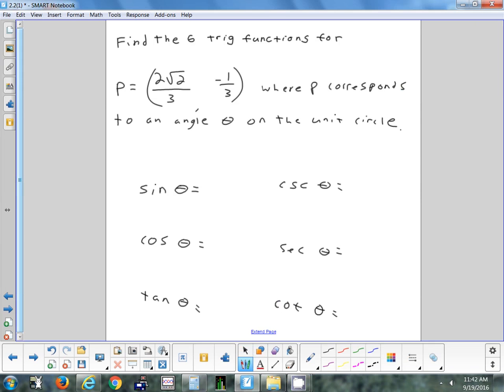So how about, Nick, did you get the sine here? Negative 1/3. Yeah, it's just the y value. Okay, so negative 1/3. Marquise, how about the cosine? 2 square roots of 2 over 3. Good job. 2 square roots of 2 over 3. You don't have to do any arithmetic for those two.